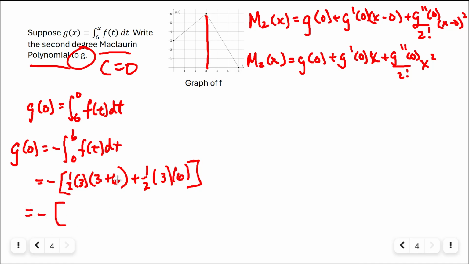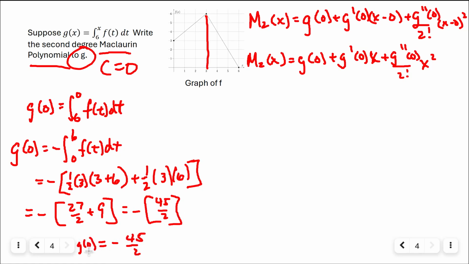So that's negative. 9 times 3 is 27. 27 over 2. 18. Half of 18 is 9. So that's 18 over 2. So that's 45 over 2. So g of 0 is negative 45 over 2 after I find the area under the curve. All right, so that's going to go in there.